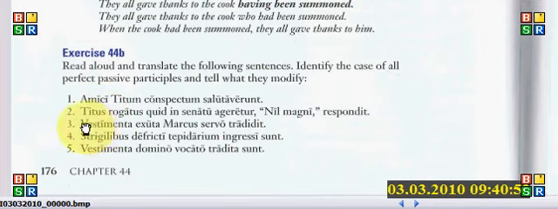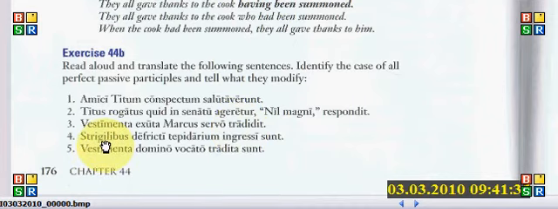Number 3, we do not begin with vestimenta. That is not the subject of tradidit. We begin with Marcus. Marcus handed over his clothes, having been removed, to the slave. Exuta is the participle, the perfect passive participle, modifying vestimenta. The clothes have been taken off. Marcus turns them over to the slave. This is neuter plural. Remember our A's there. And remember, we do not begin with them because Marcus is the subject of tradidit. Marcus handed over his clothes.